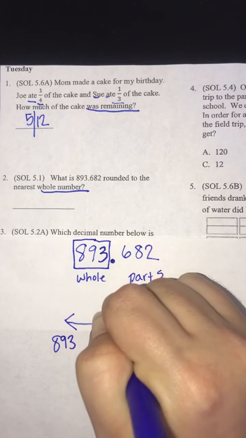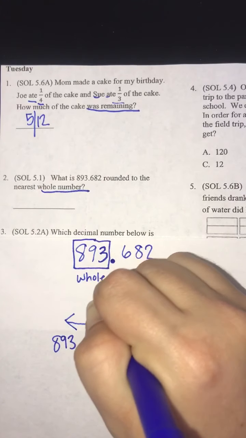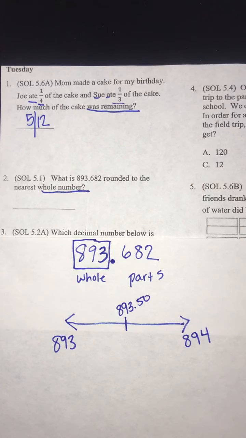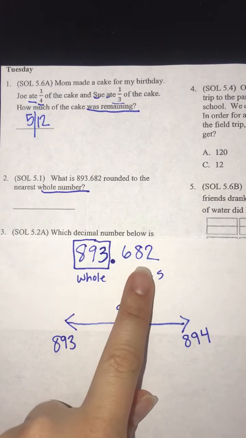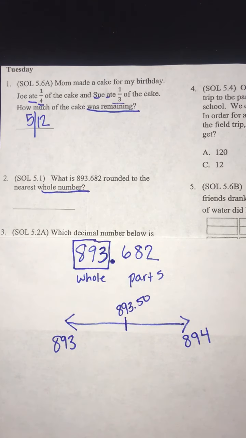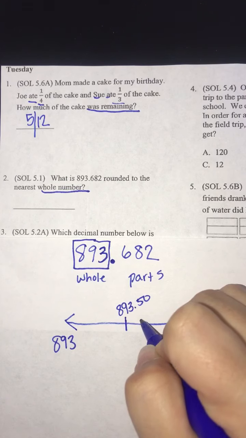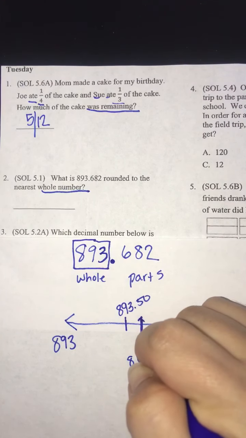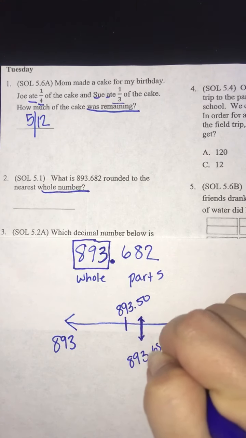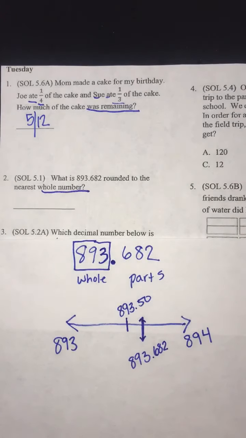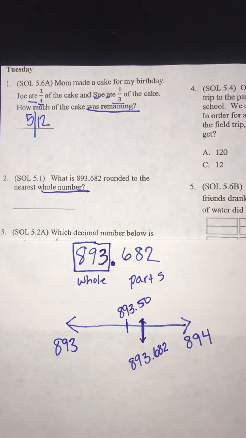Okay? And right here in the middle, we would have $893.50. Our number, I'm going to just round, is $893 and about 68 cents. So I would say maybe here would be $893.68. Okay? Do you agree? Having 68 cents is a little more than 50.